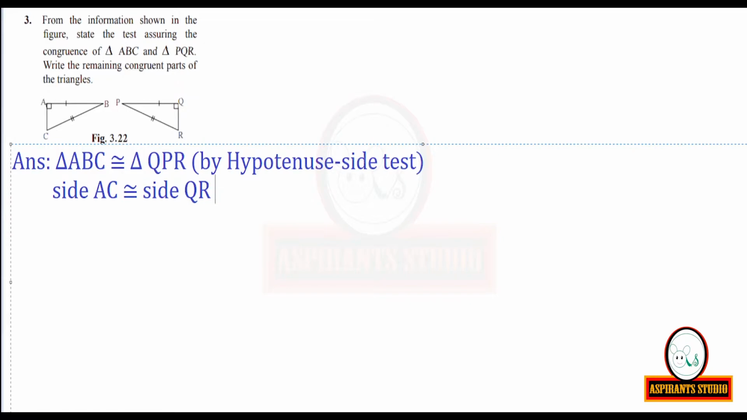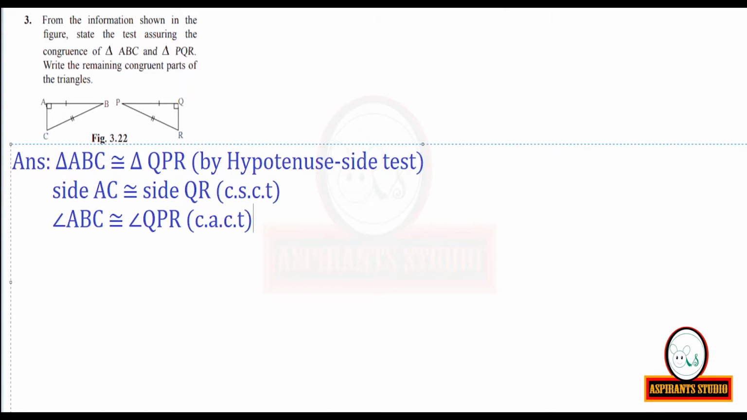Side AC is congruent to side QR, corresponding sides of congruent triangles. This side is left out, side AC. So now side AC will be congruent to side QR because of the corresponding sides of congruent triangles. Triangle ABC is congruent to triangle QPR, we already proved. So now we have to write the corresponding sides of congruent triangles and corresponding angles of congruent triangles. Side AC is congruent to side QR will be the corresponding sides of congruent triangles.